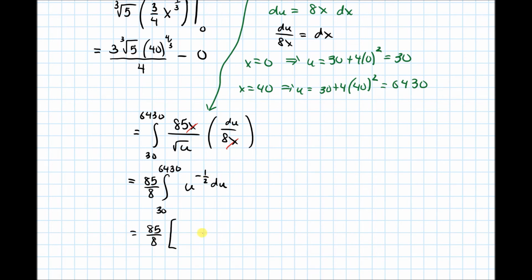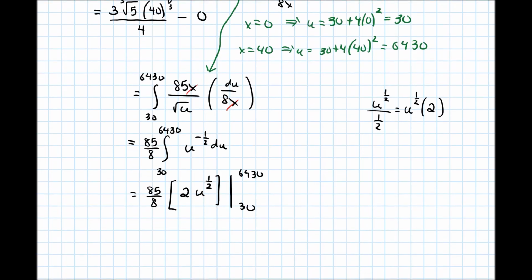So I add 1 to the power and I get u to the 1/2. And I divide by that new power. So if I were to divide by that new power, divide by that 1/2, that's the same thing as multiplying by the reciprocal. So u to the 1/2 divided by 1/2 is the same thing as u to the 1/2 times the reciprocal, which is 2. I'm going to go straight to that. I'm going to multiply this by 2. Okay, and now vertical line to indicate I need to plug in 6,430 and 30.